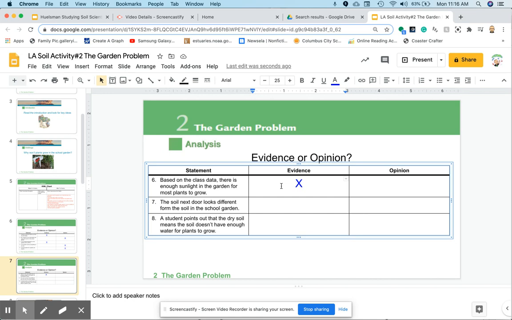Okay? Number 7, the soil next door looks different from the soil in the school garden. Evidence or opinion? That is evidence. And it's evidence, again, based on direct observation.